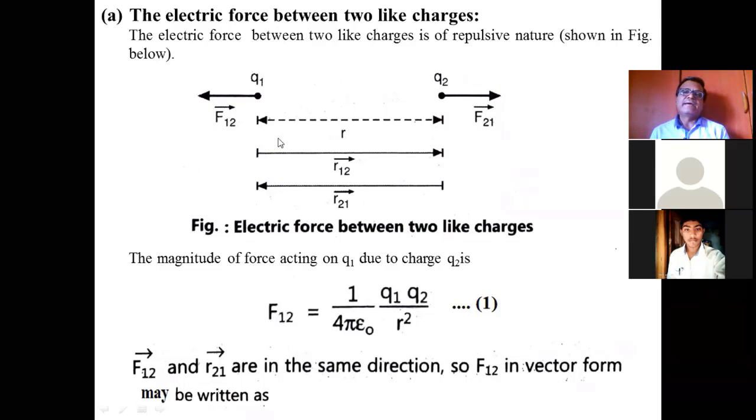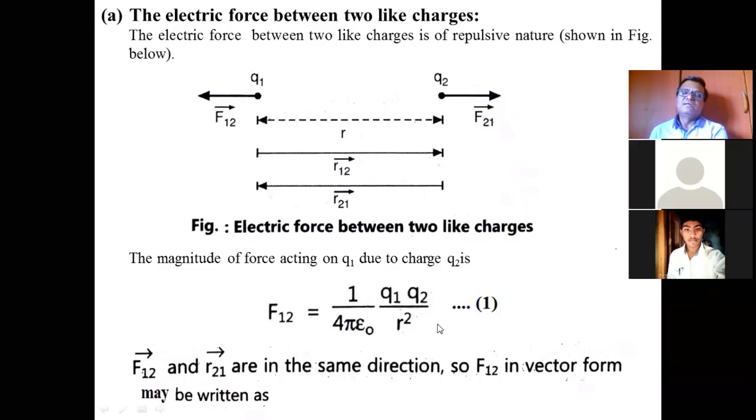They are oppositely directed. Then R12 bar is the displacement measured from charge q1 to charge q2, and R21 bar is the displacement measured from charge q2 to charge q1. Okay, now using this figure, we have to write Coulomb's law in vector form in the first case. The magnitude of force acting on charge q1 due to charge q2: first let us look at F12 bar, and then consider F21 bar. F12 bar means the force exerted on charge q1 due to charge q2. The magnitude of this force is F12, that is equal to 1 upon 4 pi epsilon 0 q1 q2 upon r square.